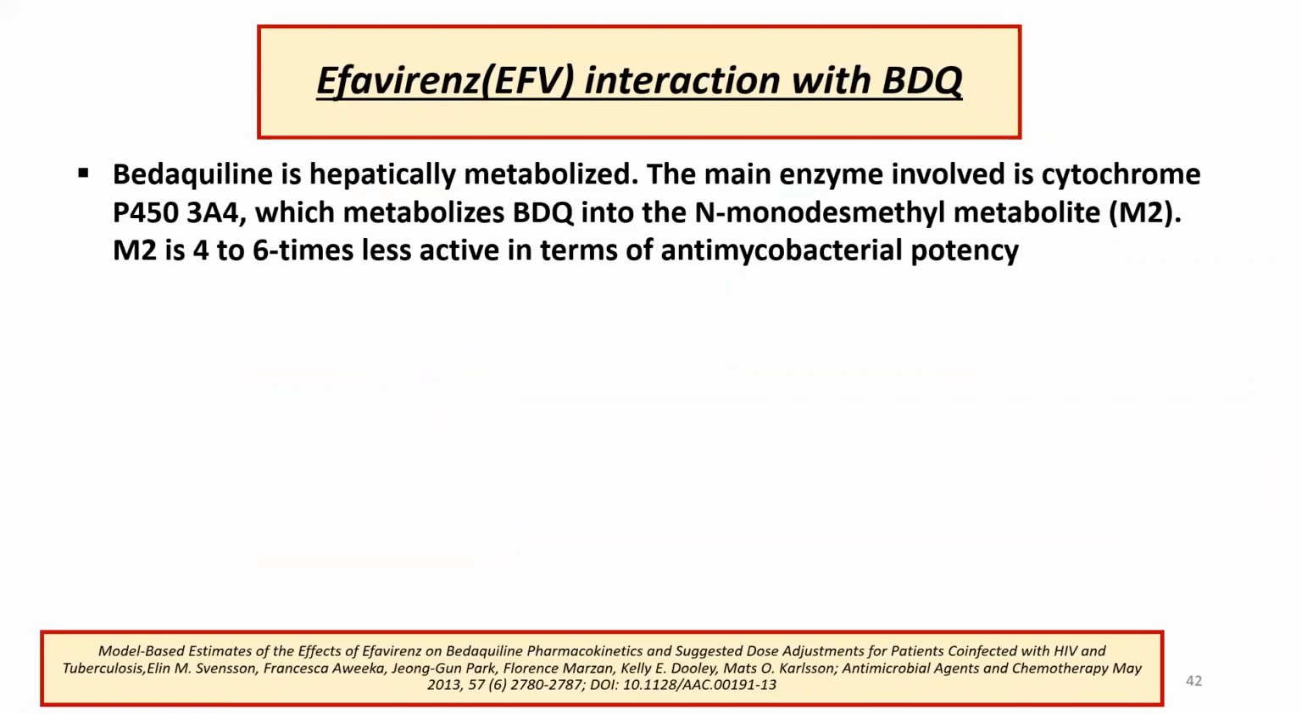How does this have an impact in terms of efavirenz? Remember, bedaquiline is metabolized in the liver. The main enzyme involved in this metabolism, as I highlighted, is cytochrome P450 3A4, which metabolizes bedaquiline into the N-monodesmethyl metabolite, which is your M2 that I highlighted earlier. This M2 is 4 to 6 times less active in terms of antimicrobial potency.